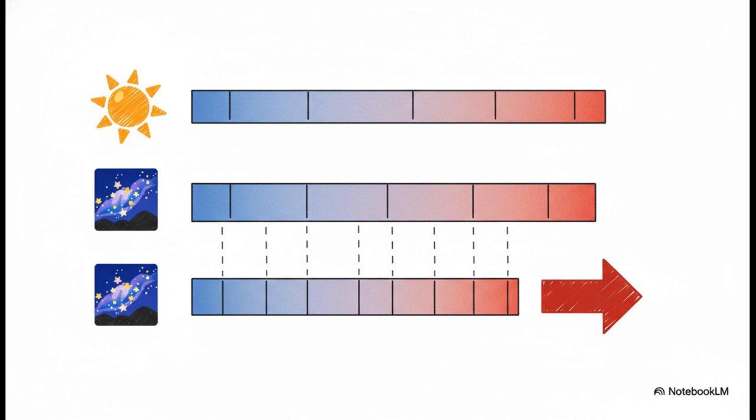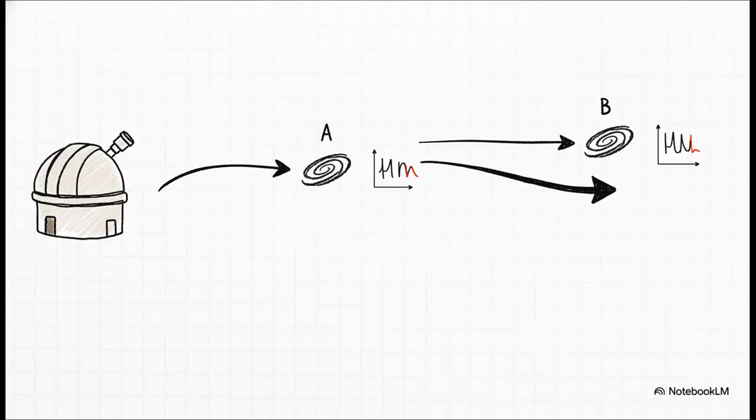But for both galaxies, the whole pattern has been shifted over to the right, towards the red, longer wavelength end of the spectrum. This right here, this is the legendary phenomenon known as redshift. So what does this red shift tell us? Well, it leads to two absolutely mind-blowing conclusions. First, that shift towards red means both galaxies are moving away from us.